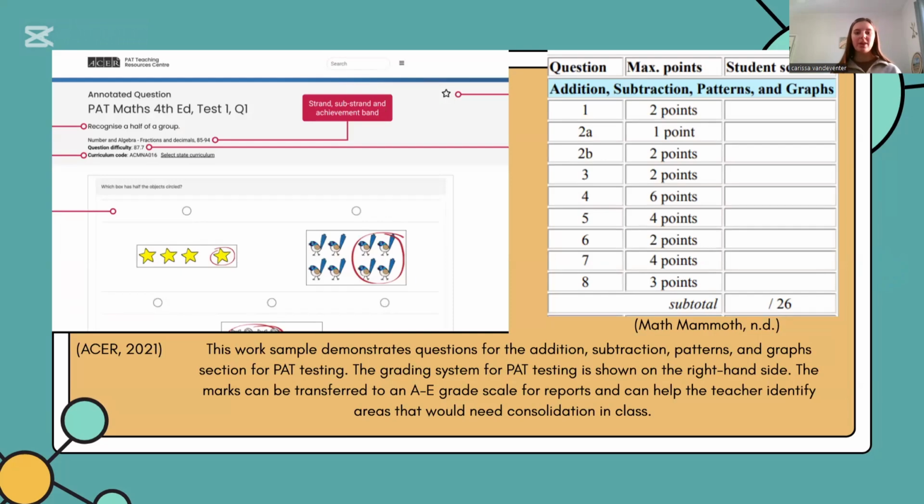This work sample demonstrates questions for the addition, subtraction, patterns, and graphs section for PAT testing. The grading system for PAT testing is shown on the right-hand side. The marks can be transferred to an A to E grade scale for reports and can help the teacher identify areas that would need consolidation in class.